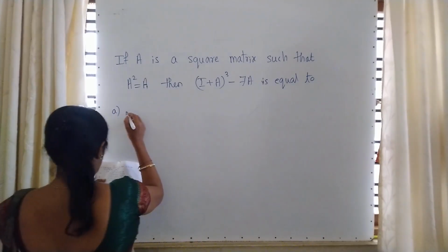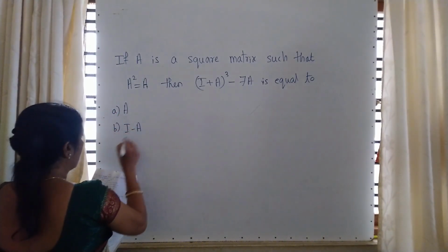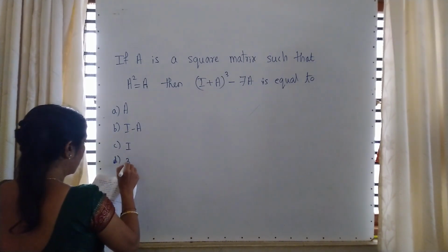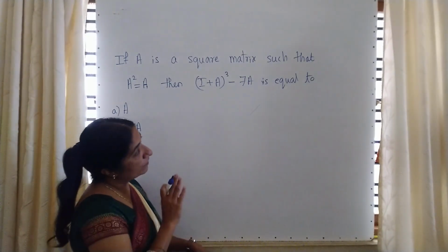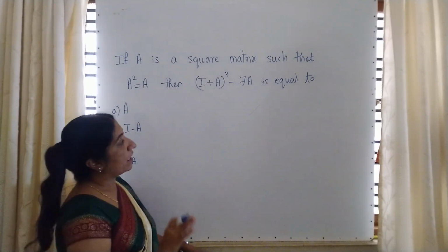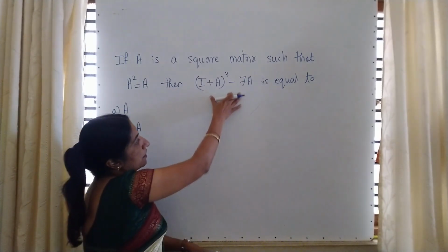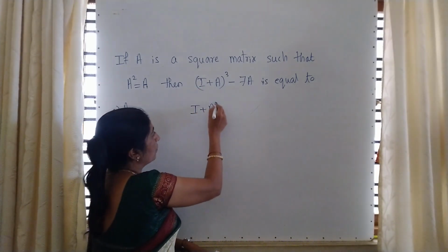Answers are given here. First one is A, second one is I minus A, next one is I, and the last one is 3A. So when you are solving a multiple choice question, first read the question carefully. If A is a square matrix and the condition is A square is equal to A, and they are asking this value, write down whatever they are asking.